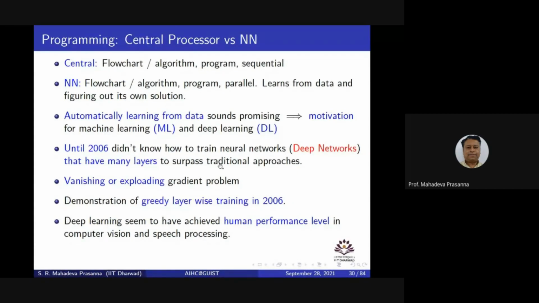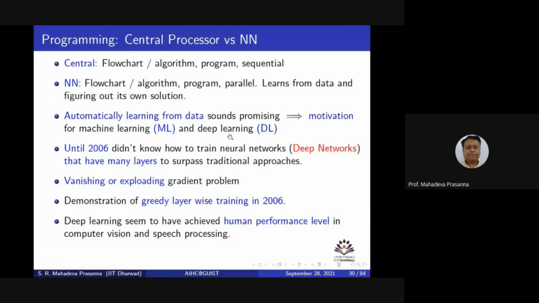However, what we are borrowing from the neural network literature is parallel and distributed processing. The second part is automatically learning from data. Of course, in the neural network case, we were using features as input, not the raw data. But the same concept of automatically learning from data is the motivation for both machine learning and deep learning. Whereas with the deep learning model, you don't need features; you can directly take the raw data for training.